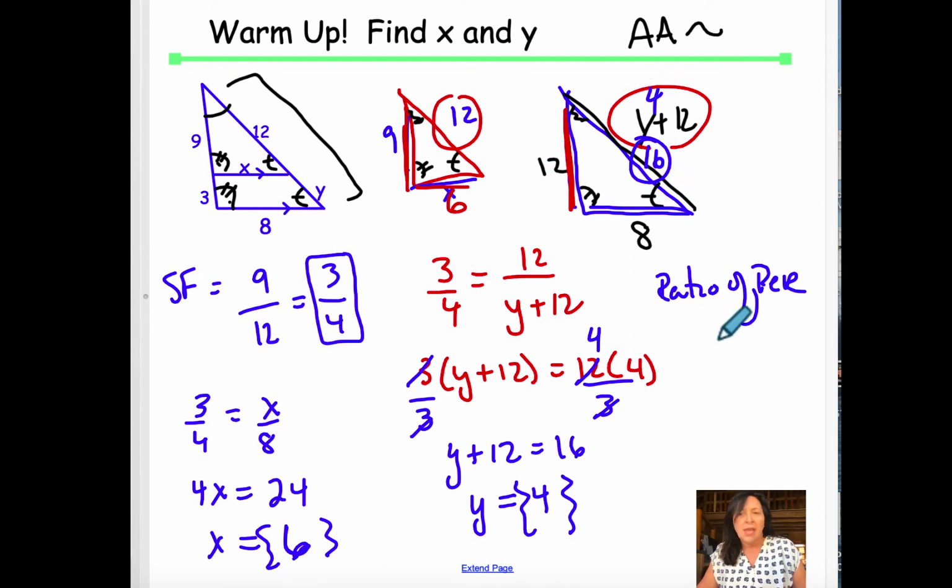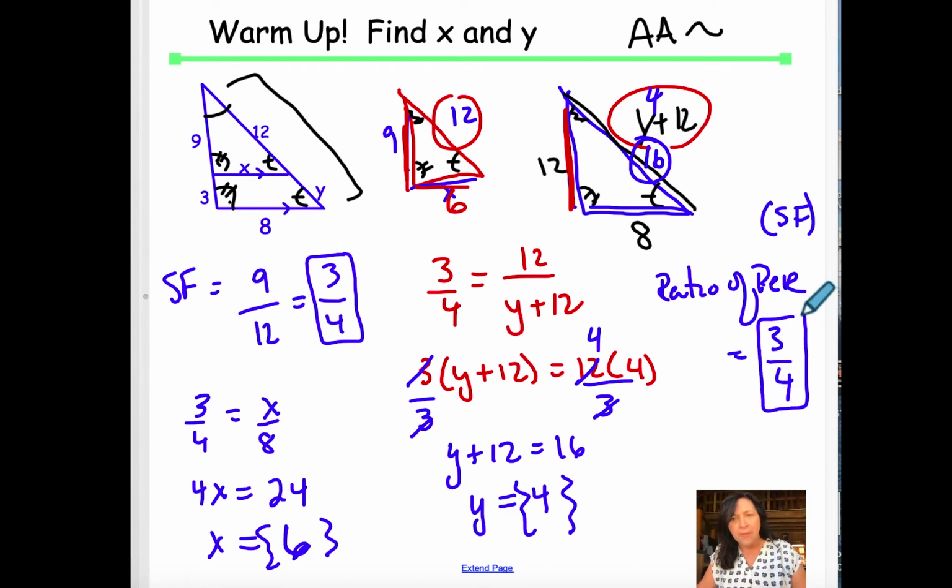16 plus 8. Or I can take my scale factor because my ratio of perimeter is equal to my scale factor. They're the same value. So I know that the ratio of perimeter is 3 to 4.